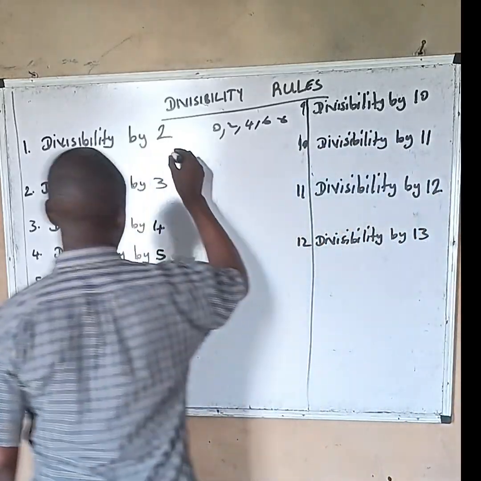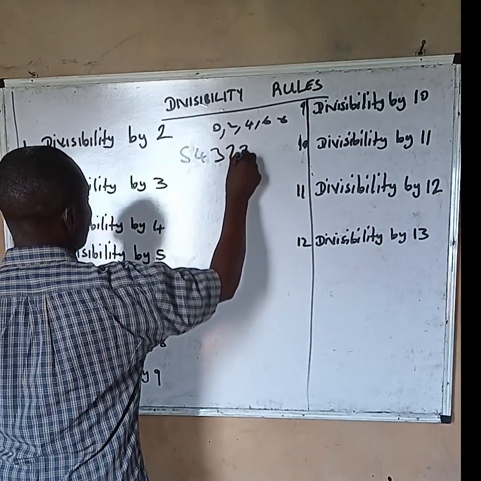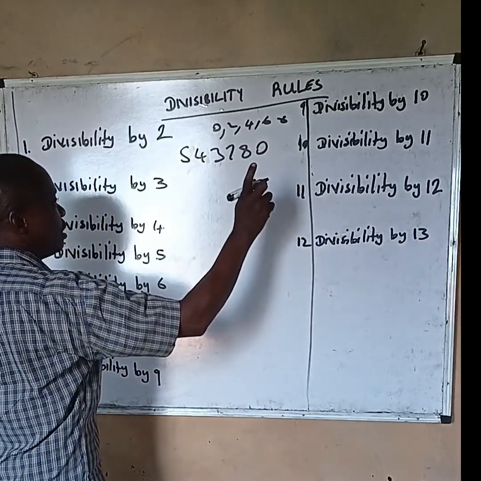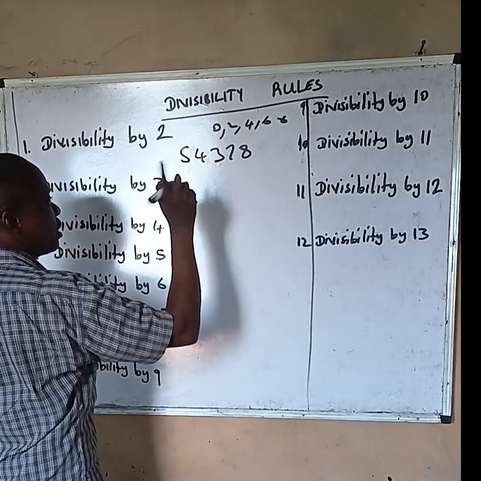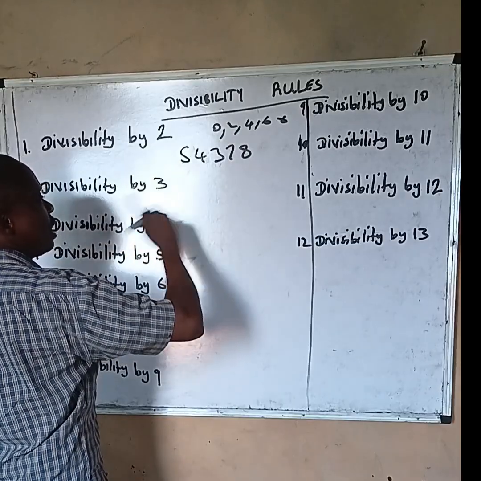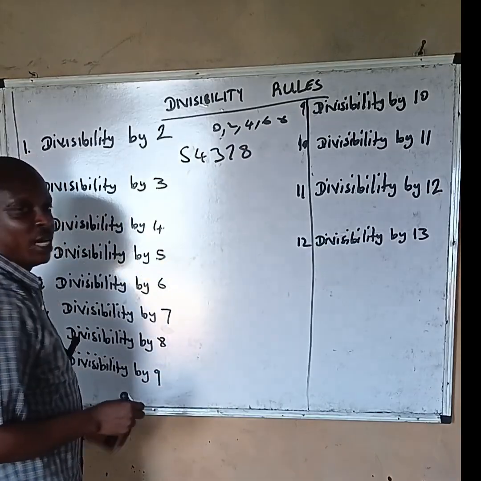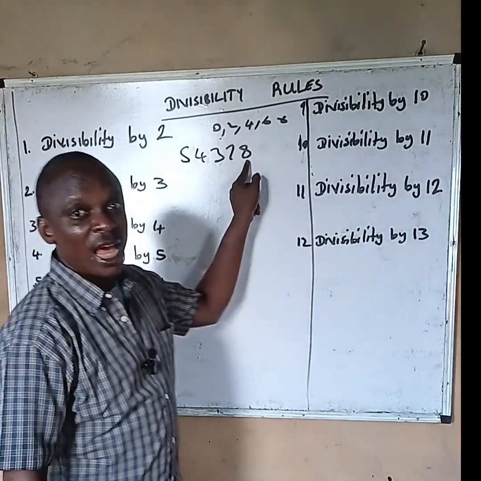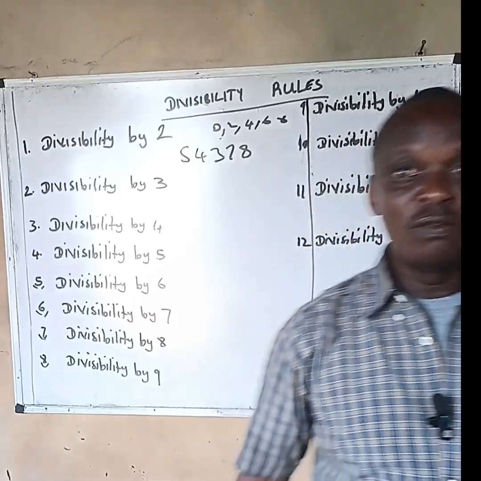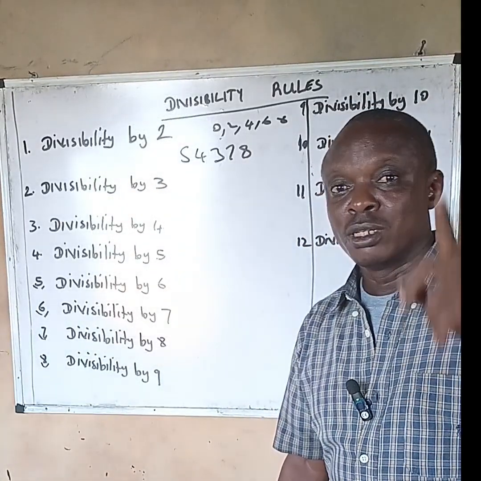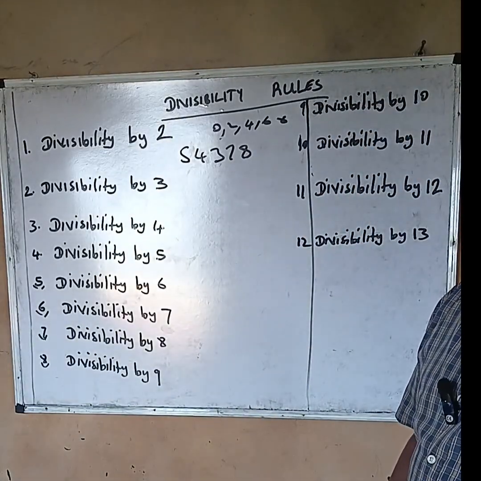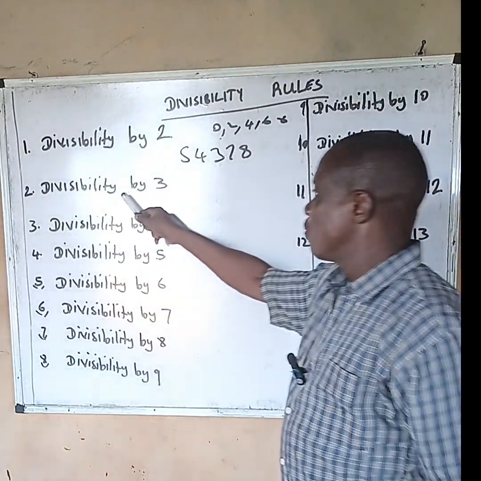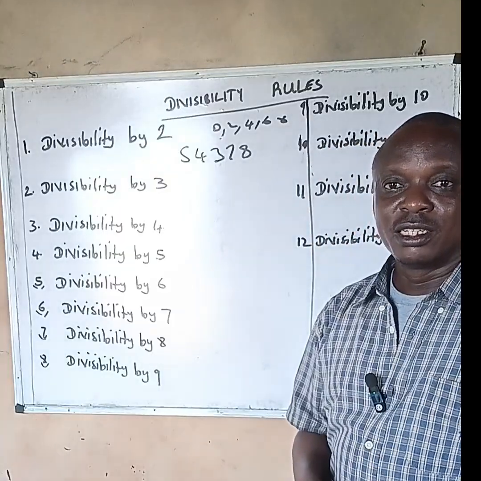So let's say I have 54378 0. Know that because of this, 2 can divide. Even with this, 2 can still divide because 8 is there. But if the last digit is not any of these, then 2 cannot divide it. So take note. 2 can divide this number because the last digit is even. So if the last digit is even, including 0, 2, 4, 6, 8, then 2 can divide that number.